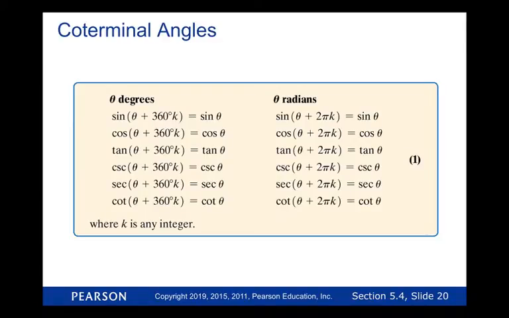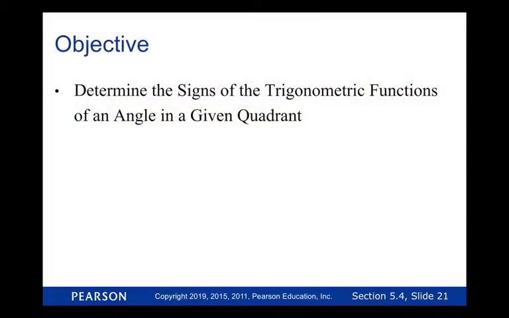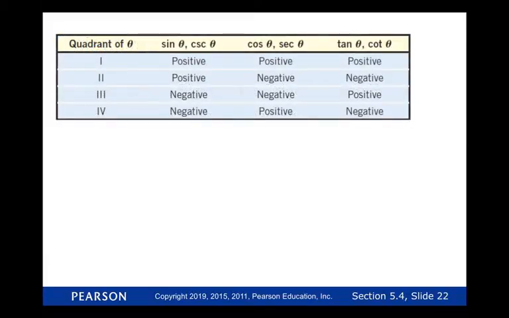This is just talking about when we take the trig function of angles larger than 360, then basically we remove complete revolutions and look at the coterminal angles. That's what this is referring to, so we're going to let that be. Determine the sine or trig functions of an angle in a given quadrant. I'm going to let you go through this on your own.